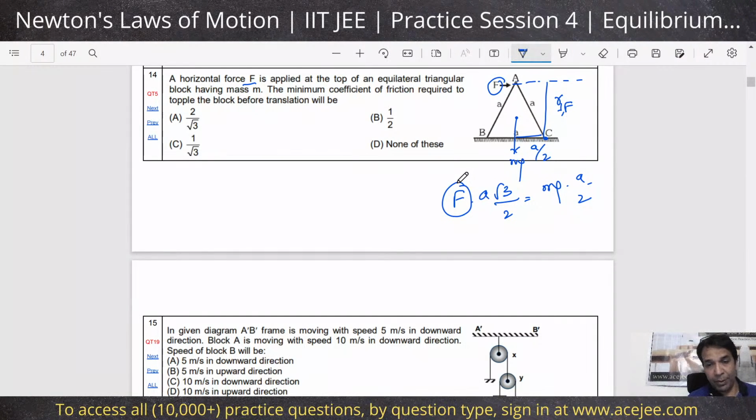Then it says minimum coefficient of friction. Well, for the minimum force, what should be the frictional force which should resist it? So that will be mu m, the limiting scenario when it's about to slip, mu mg must be equal to this force F. Yes, beta? Clear?